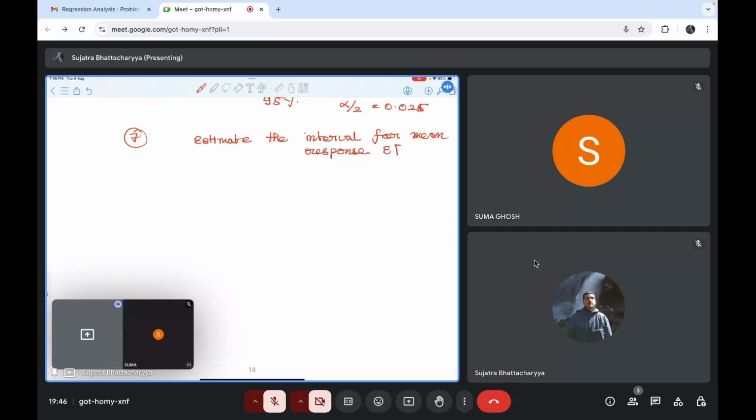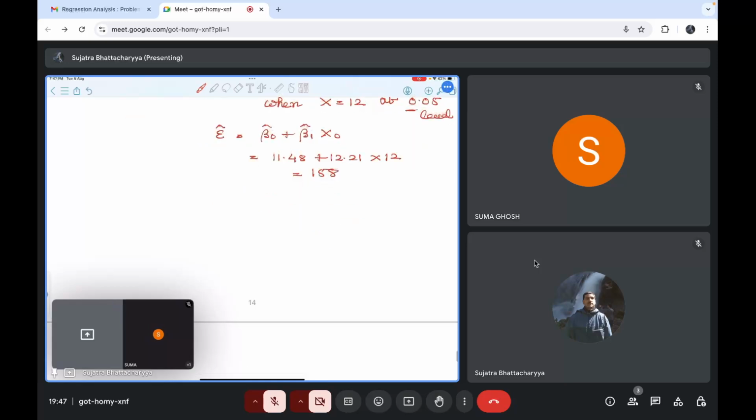That is P of y, the expected value of y, when at one point, always it will be at one point. So it's equal to 12, let's say, at 0.05 significance level, or sometimes you can say 95% confidence interval. Both are the same thing. Okay. So again, what is E hat therefore? E hat is beta naught hat plus beta 1 hat x naught, we have calculated. I know this is 11.48, this is 12.21, and x naught is 12. Comes out to 150.